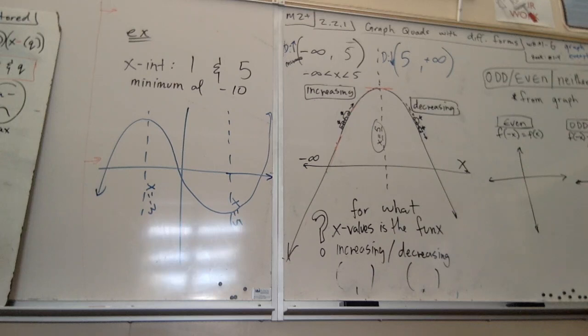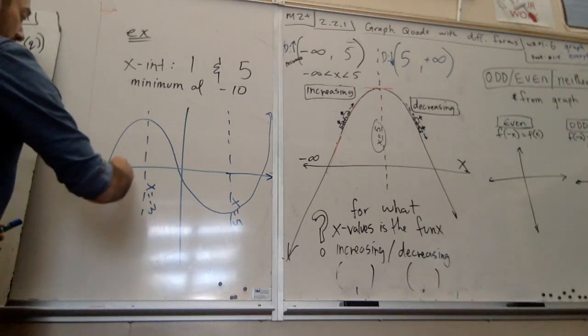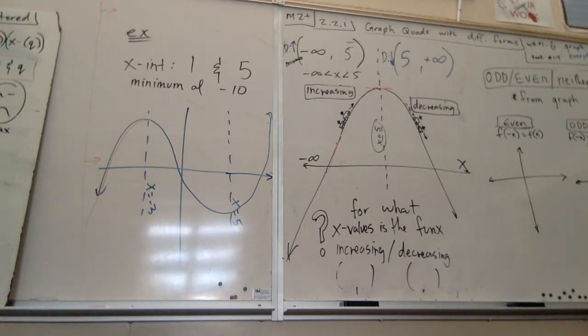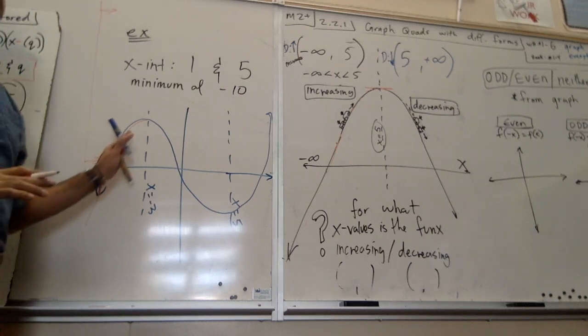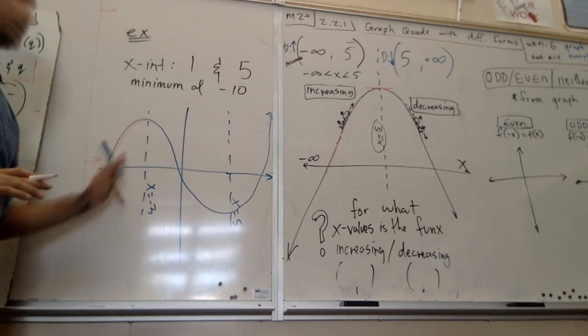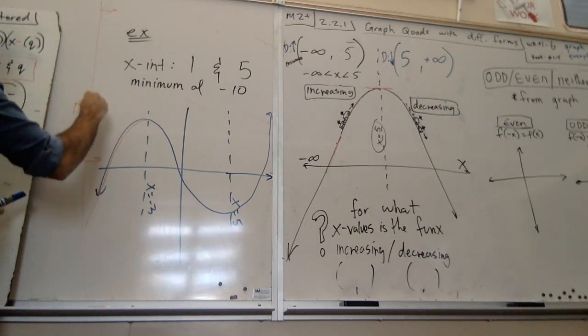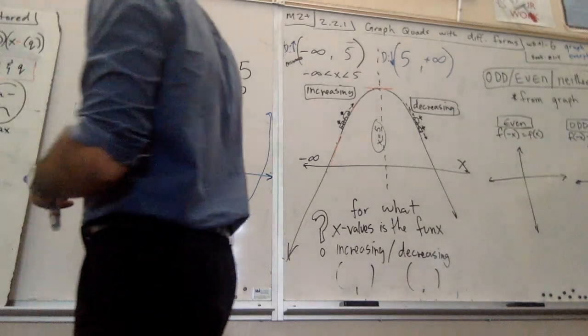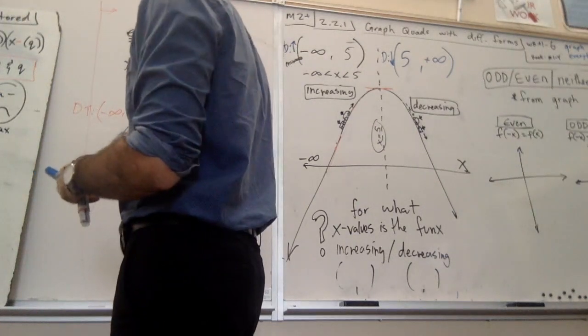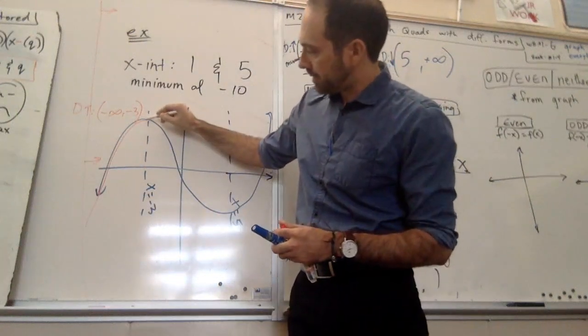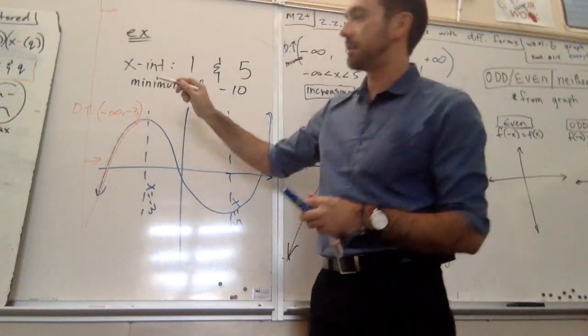Well, how about answer this question? What's going on over on this side? We read from left to right. Am I walking uphill or downhill? Is my roller coaster going to the top or falling down? It's going up, right? So it's increasing over here. This domain is increasing between negative infinity and negative 3. Increasing, increasing, increasing, and then we stop.